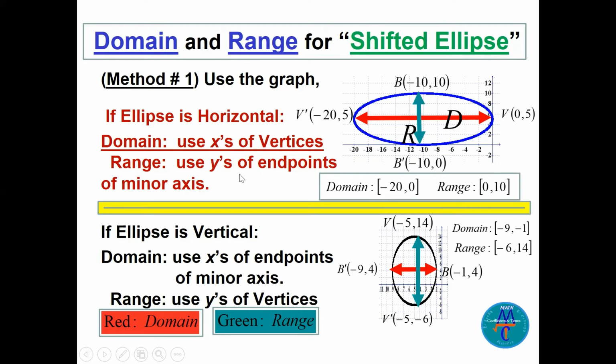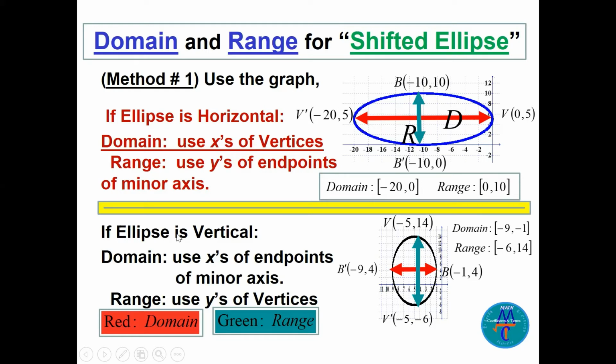Now, for the range, use the y value of the endpoints of the minor. The minor endpoint is b, minus 10, 10, and the other, b prime, is minus 10, 0. So let's take only the y, from 0 to 10. I neglect the x. So 0 to 10 is the range.